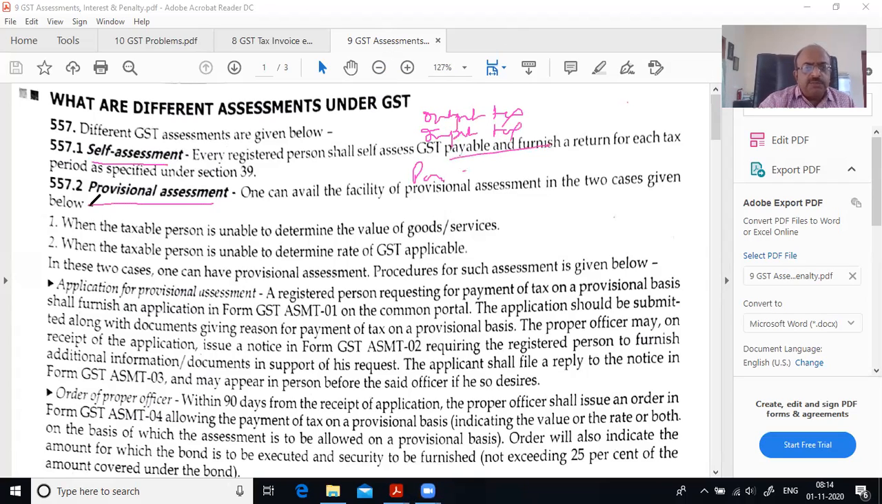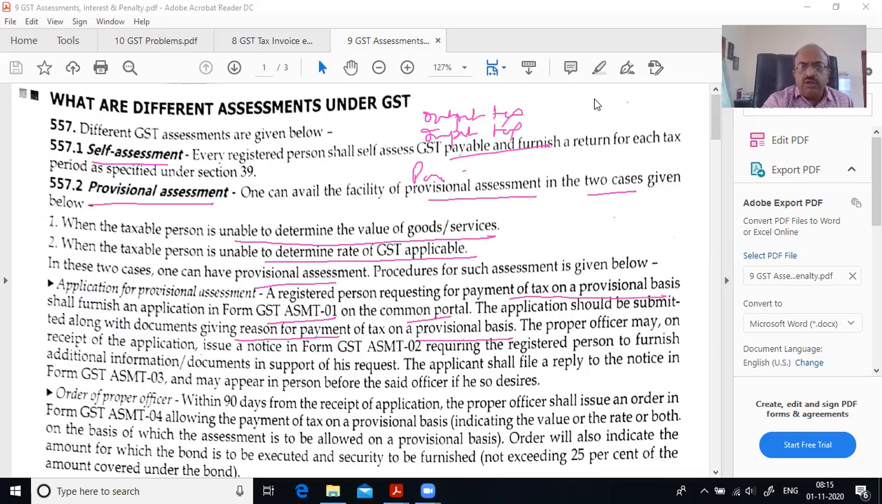What is provisional assessment? One can avail the facility of provisional assessment in two cases: when the taxable person is unable to determine the value of goods, or unable to determine the rate of GST. Suppose you are not sure about some item, then you can take a provisional assessment. Procedures are given below. You have to apply. A registered person requests payment of tax on a provisional basis with an application in GST ASMT 01 on the common portal. The application should be submitted along with documents giving the reason for payment of tax on a provisional basis. So that's how you can do it.